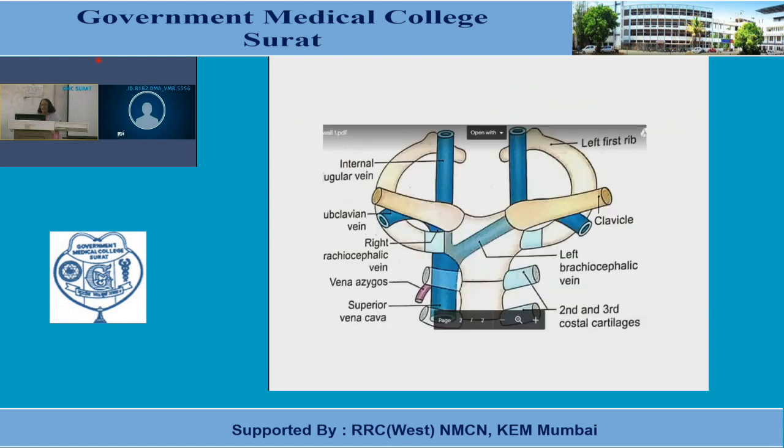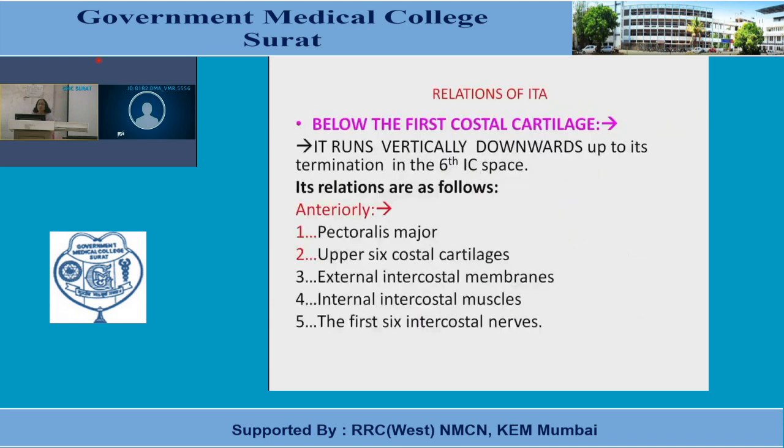Now you can see in the diagram the relations of the internal thoracic artery below the first costal cartilage. It runs vertically downwards up to the termination in the 6th intercostal space. Relations are as follows, from above downwards, anteriorly. So here you can see the anterior relations are the pectoralis major, upper 6 costal cartilages, external intercostal membrane, internal intercostal muscles and the first 6 intercostal nerves.